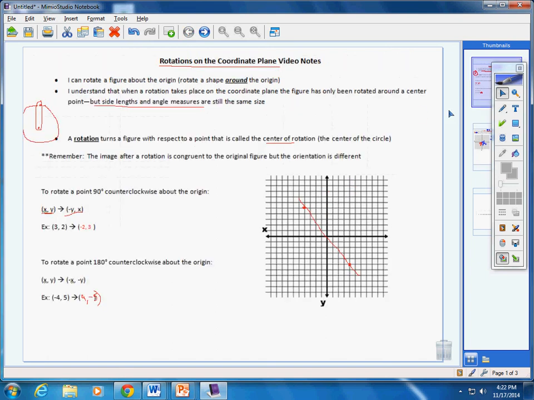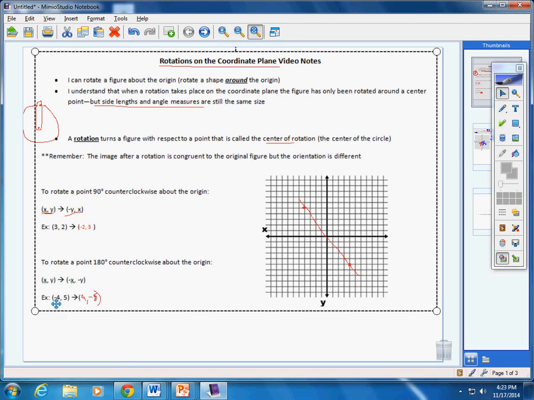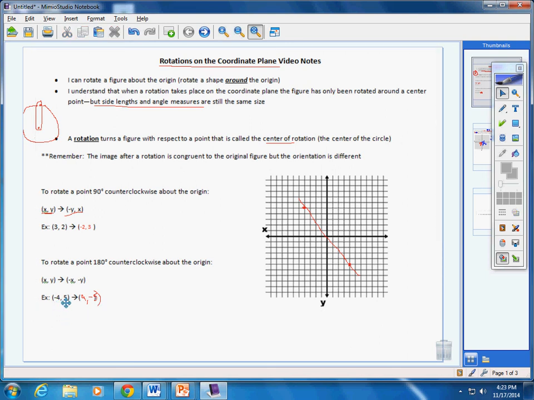Okay? Because using your notes, if you want to rotate something 180 degrees, take each point, keep the x's and y's in their same spots, and just negate the new values. So -4 would become +4, +5 becomes -5.